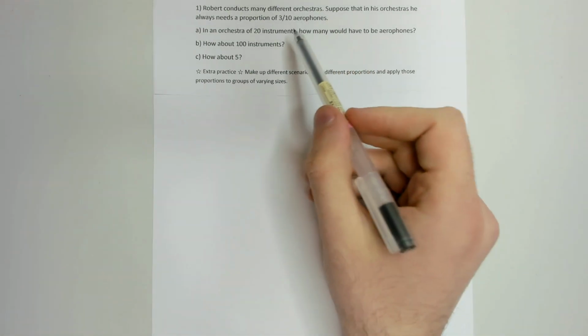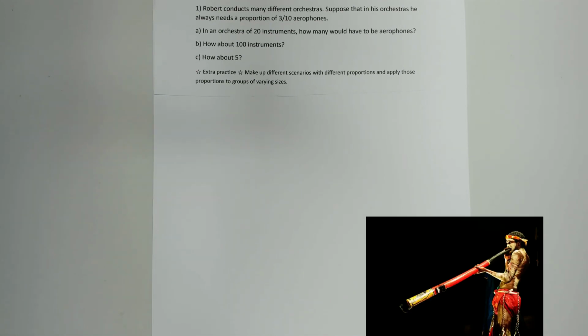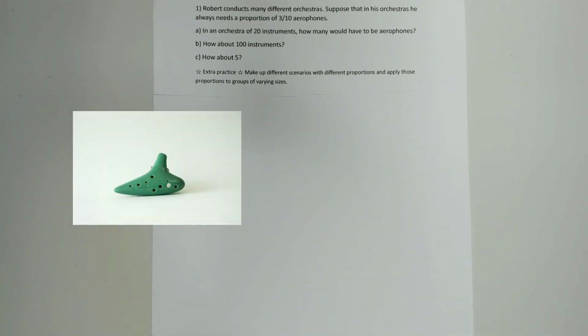Robert conducts many different orchestras. Suppose that in his orchestras, he always needs a proportion of 3/10 of the instruments being aerophones. An aerophone, just to recall, is any instrument that produces sound by vibrating some sort of column of air. So that could be a trumpet or a didgeridoo, an ocarina, anything like that.